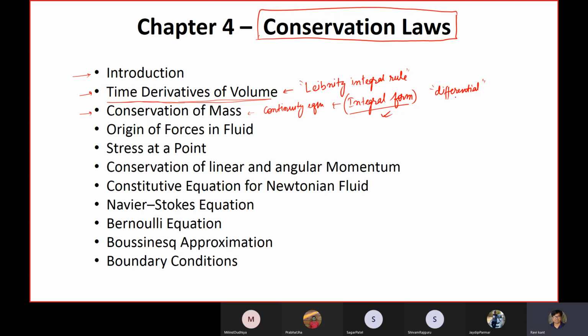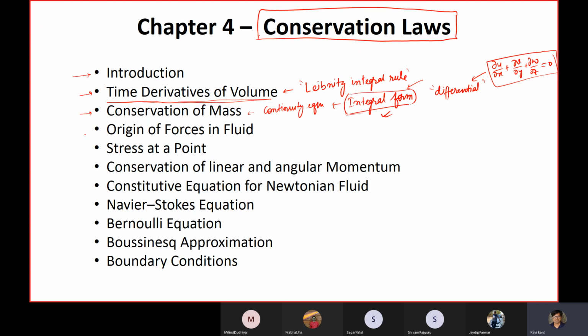The differential form of continuity we have already seen. What was that? Dou u by dou x plus dou v by dou y plus dou w by dou z is equal to 0. So that was our continuity or mass conservation equation, and that was essentially a differential form. There is another way to look at those conservation equations, that is called integral form, and we'll see what those are.